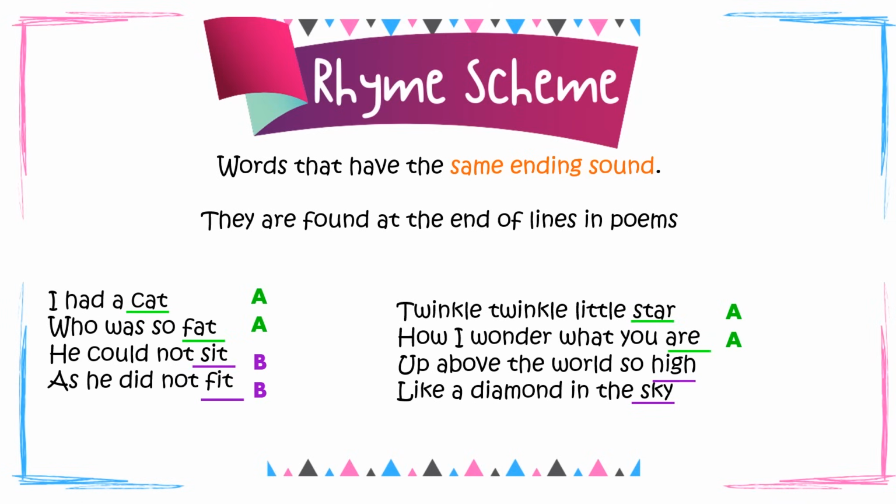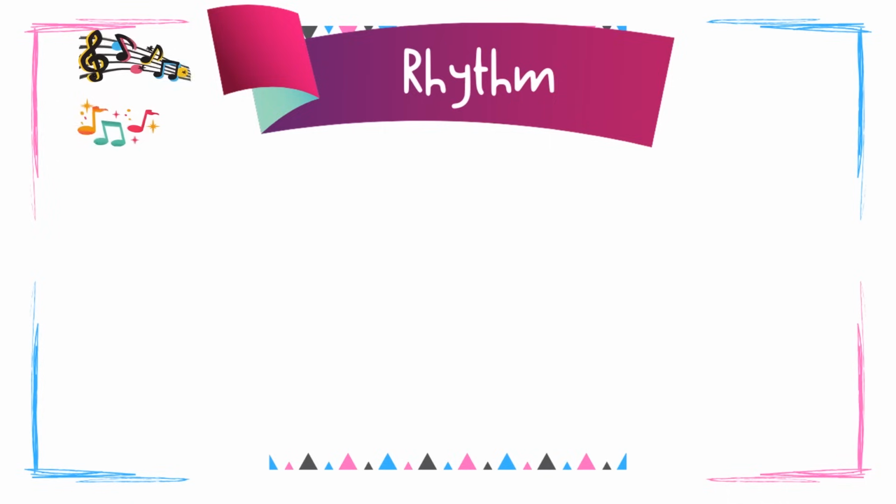Then we have high, sky. They have the same ending sound, so we give them BB. So poem number 1 and poem number 2 both have the same rhyme scheme, AA, BB. So that is the rhyme scheme in our poems. Now you know rhyme scheme, let's move on to rhythm.